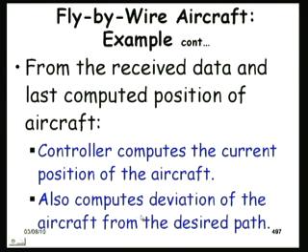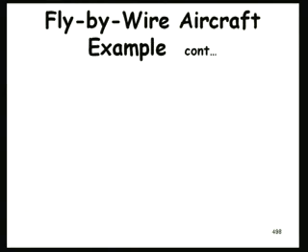And then by finding out the current position, it finds out how much it has deviated from the desired path, whether it has deviated at all, and if it has deviated, then correction needs to be done, and possibly that may be in terms of controlling some actuators which will do the corrective action.